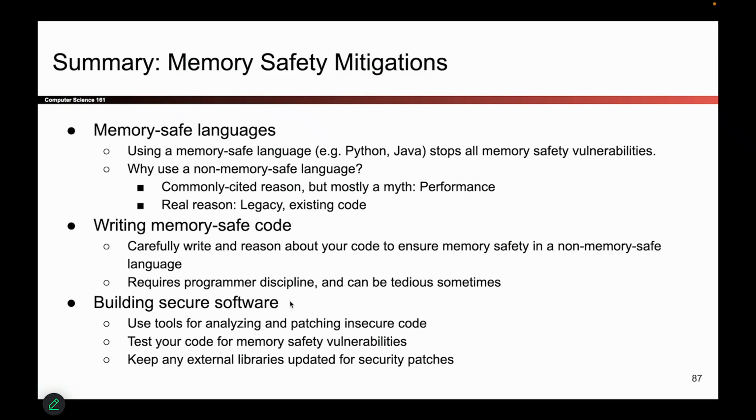Then we talked about tools for building secure systems. We said there are automatic tools out there for analyzing code, for patching code that's insecure. There are ways to test your code. And if you import external libraries, you have to update those too. So these are some high-level approaches for how you might work in a memory-unsafe language like C.